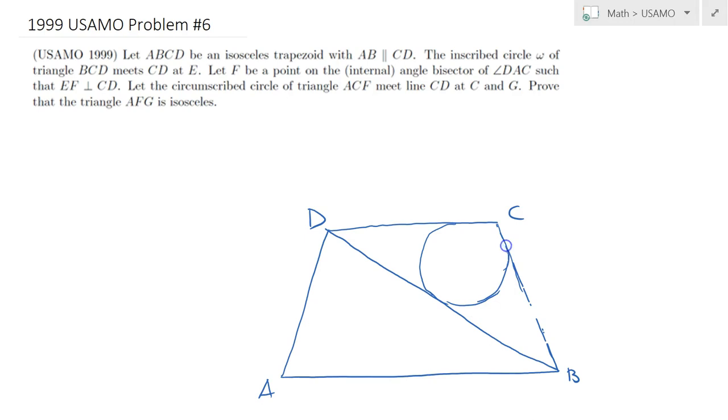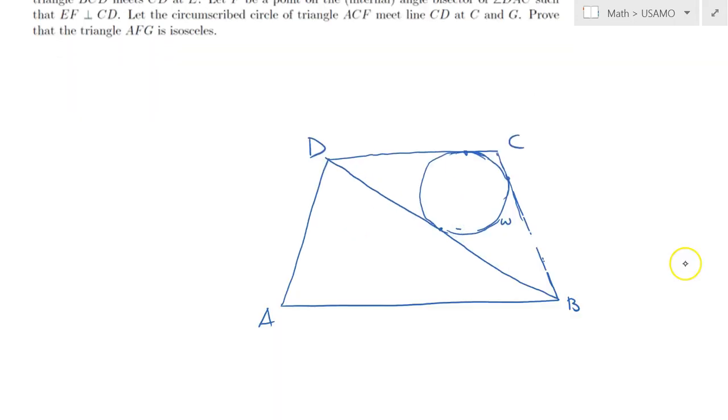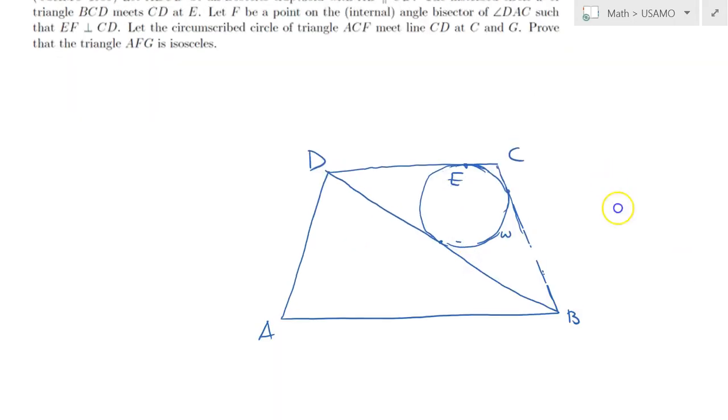I hope my picture is relevant. Okay, so something like that, I would say. Those are the three touch points. Okay, good. And this circle is called omega, and it is tangent to CD actually at a point called E. At a point E here.